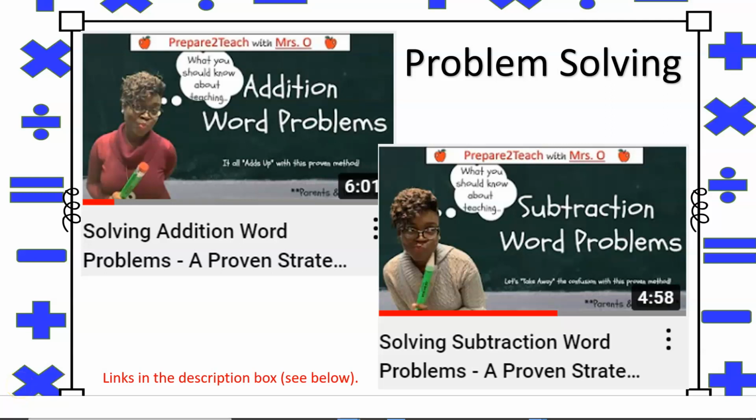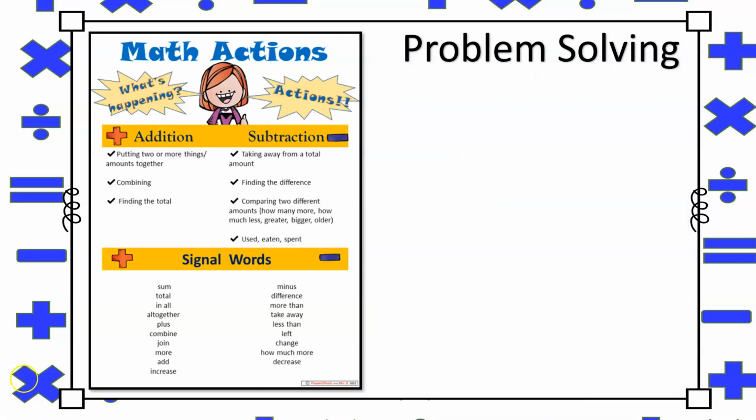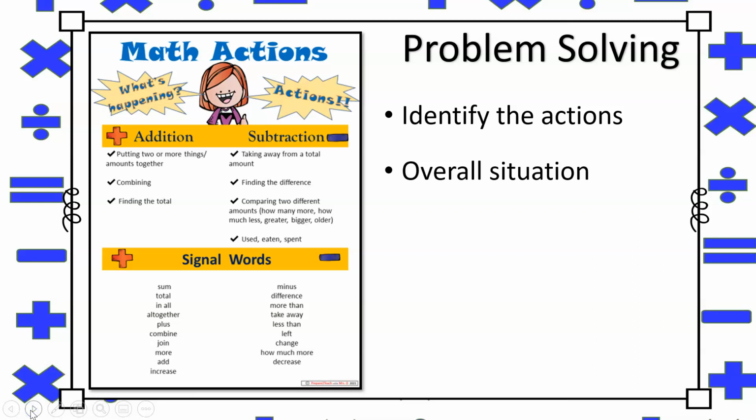In past videos, I shared how to effectively teach students how to solve word problems involving addition and subtraction, along with useful resources. However, in today's video, the focus will be on helping students distinguish between the two. When given a mix of addition and subtraction word problems, students may sometimes become confused with what operation to choose. To help clear up some of the confusion, students must be able to distinguish between the actions involved in both addition and subtraction, as well as the overall situation.